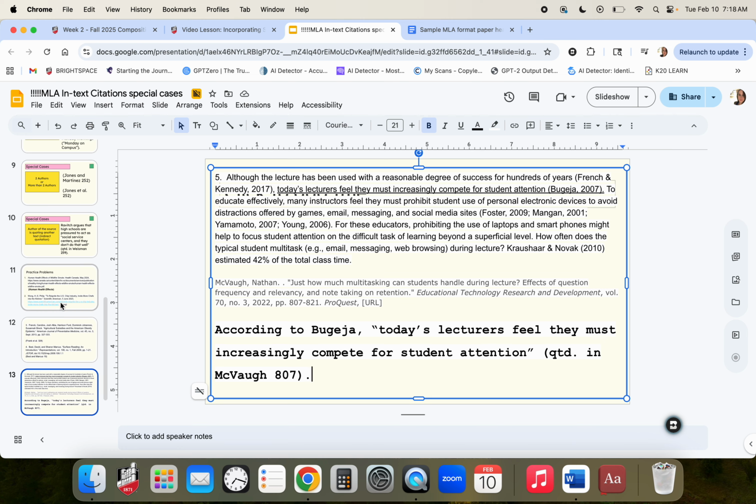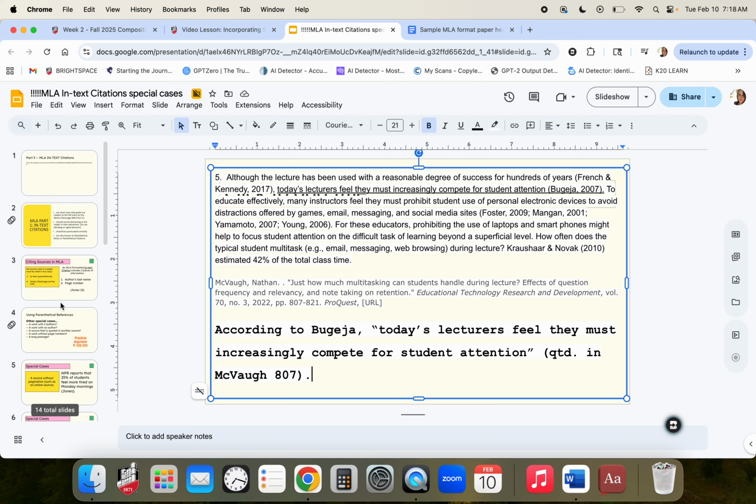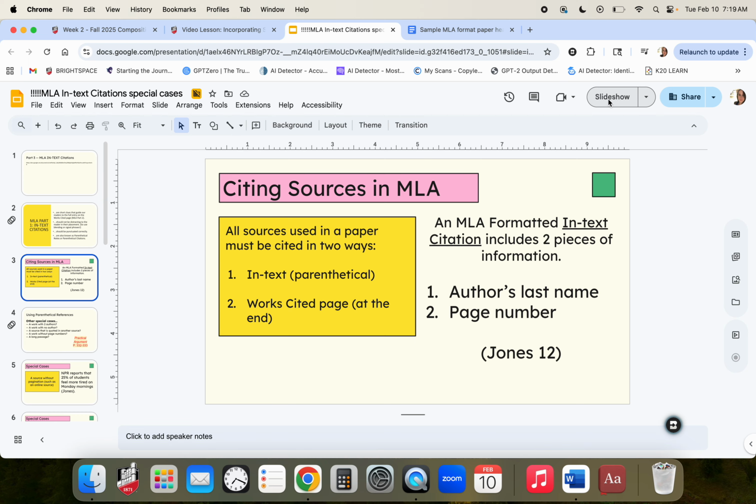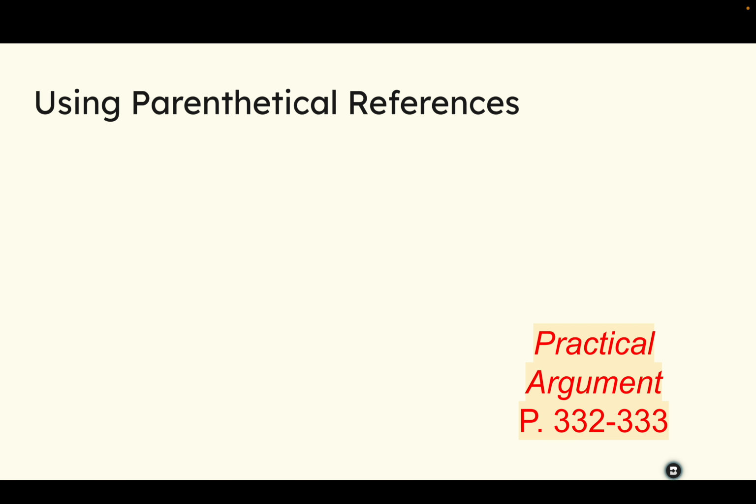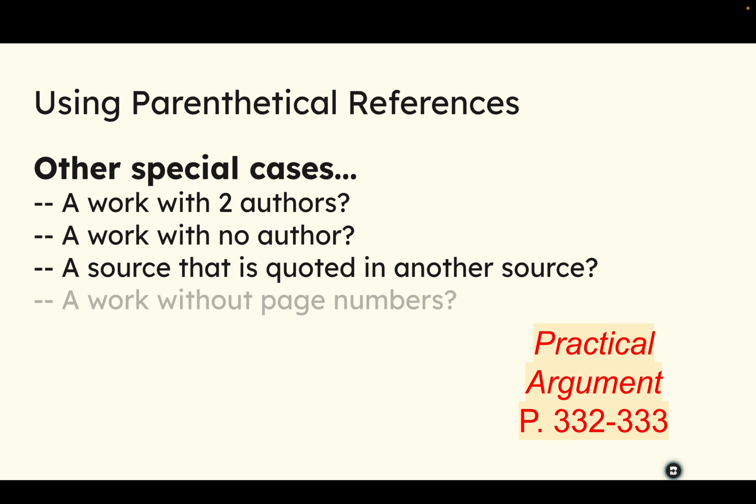So I hope taking a look at some of these special cases is helpful. Remember, the default is just the author's last name and page number. But if those things aren't present, or if you have something like multiple authors, you can use this presentation as a guide. But also remember, the textbook contains examples of all of these special cases so you can visually see and have a guide for what to do.